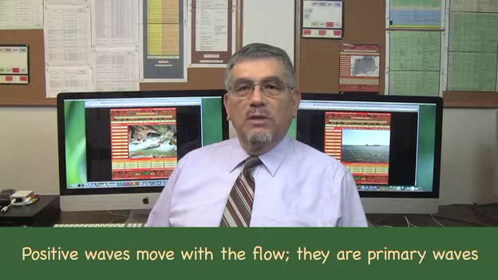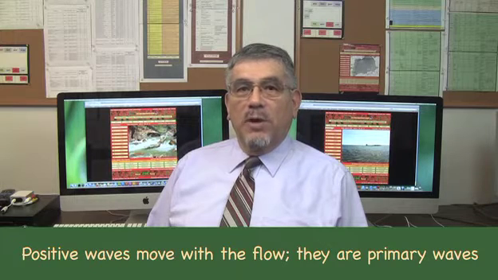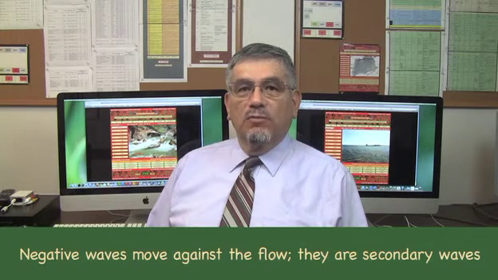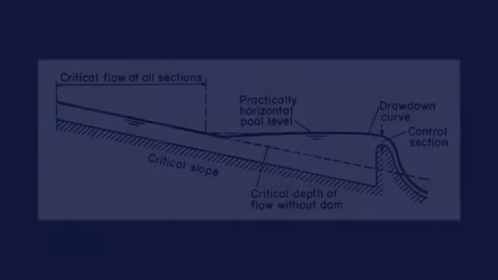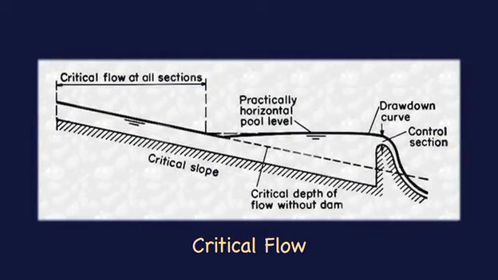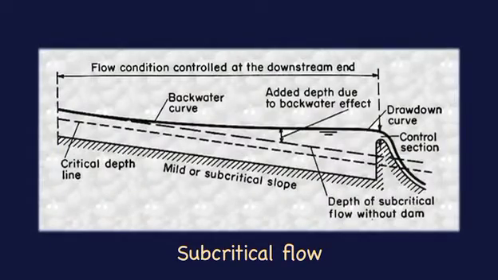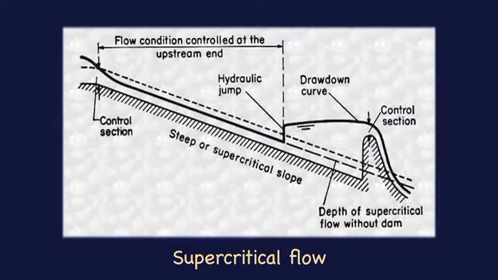Positive waves move with the flow. They are primary waves. Negative waves move against the flow. They are secondary waves. Under critical flow, secondary waves remain stationary. Under subcritical flow, secondary waves are able to move upstream. Under supercritical flow, secondary waves can only move downstream.